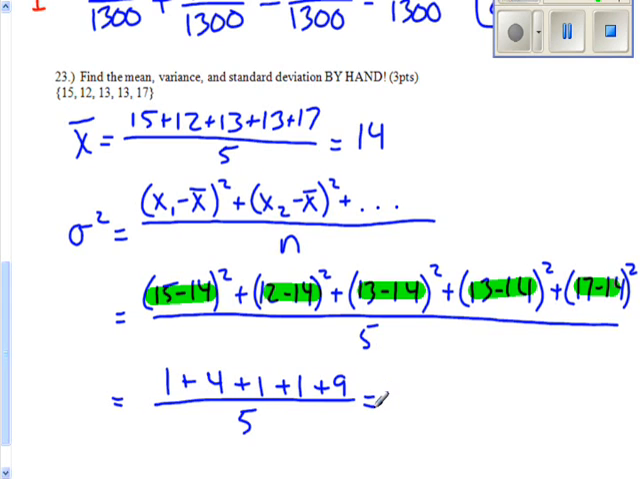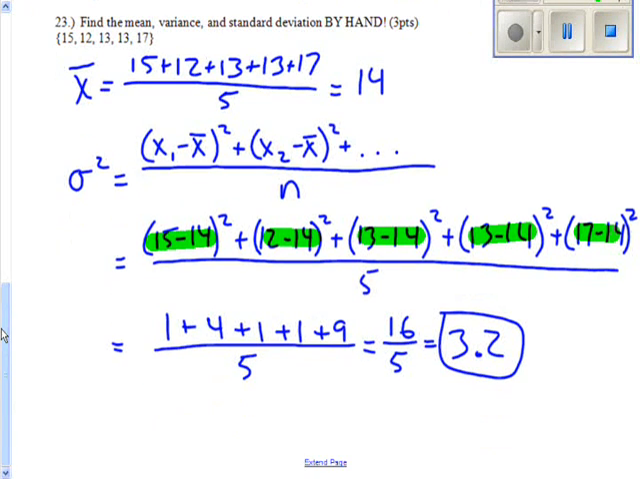Okay? So again, I've got to plug this into my calculator. 1 plus 4 plus... I guess I didn't really need to plug this into my calculator, did I? That was pretty easy. Anywho, we get 16 over 5, which we don't need to round off because it only has one decimal, but 3.2. And that's our variance, okay? So the variance is 3.2.